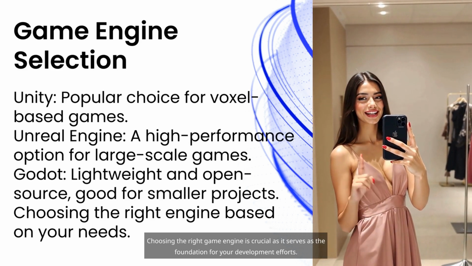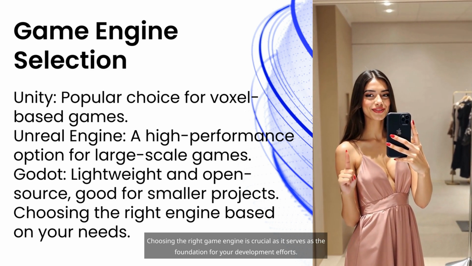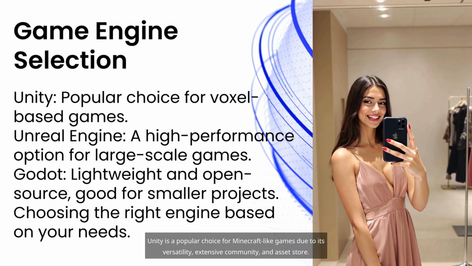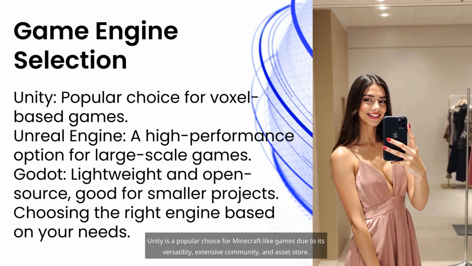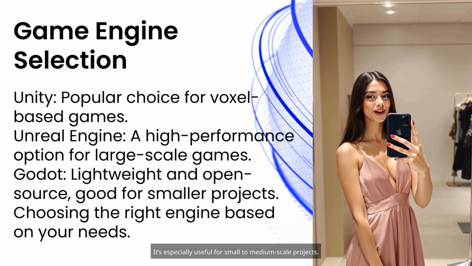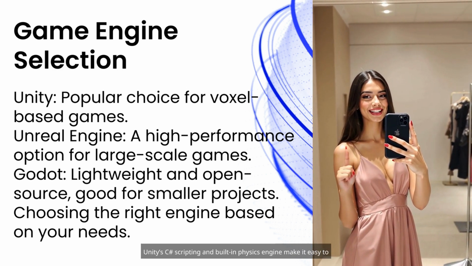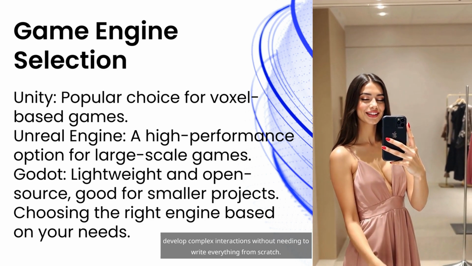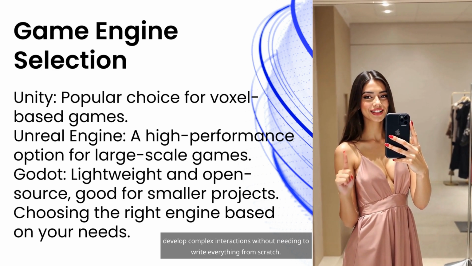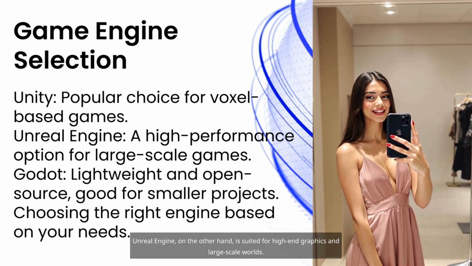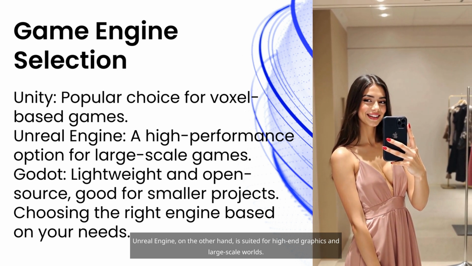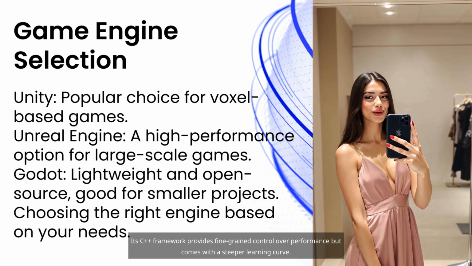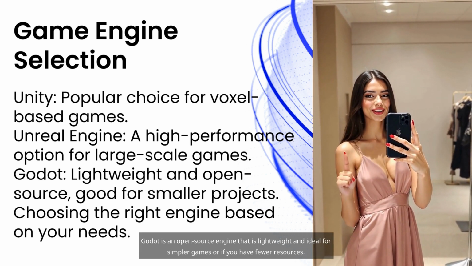Choosing the right game engine is crucial as it serves as the foundation for your development efforts. Unity is a popular choice for Minecraft-like games due to its versatility, extensive community, and asset store. It's especially useful for small to medium-scale projects. Unity's C# scripting and built-in physics engine make it easy to develop complex interactions without needing to write everything from scratch. Unreal Engine, on the other hand, is suited for high-end graphics and large-scale worlds. Its C++ framework provides fine-grained control over performance, but comes with a steeper learning curve.